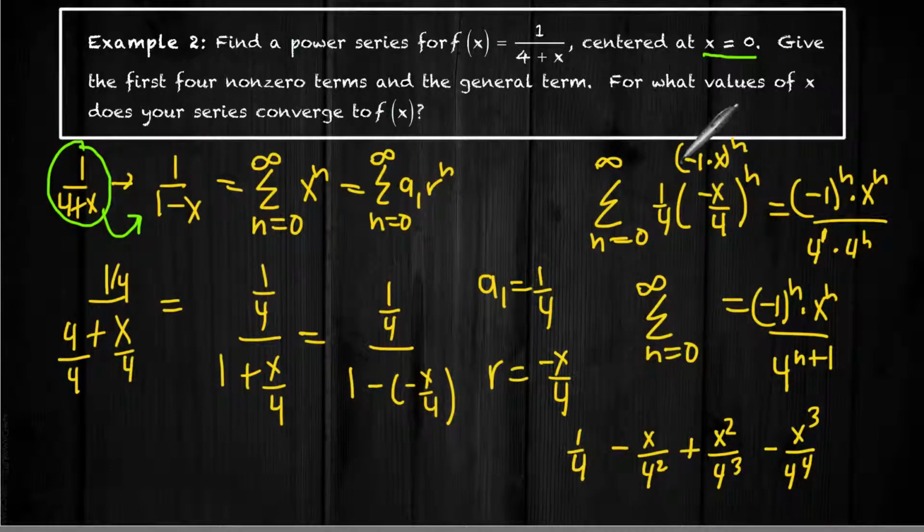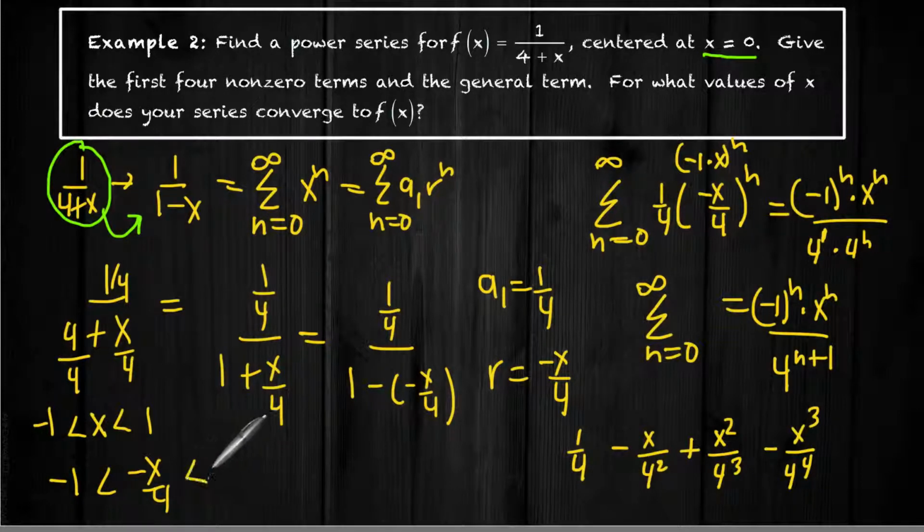It also asks us in this problem for what values of x does the series converge. And so we know that normally it converges when x is between negative 1 and 1. But once again, we need to replace our x with negative x over 4 because that is the new r. And so maybe we should write this as r being from -1 to 1, but I think you get the point.